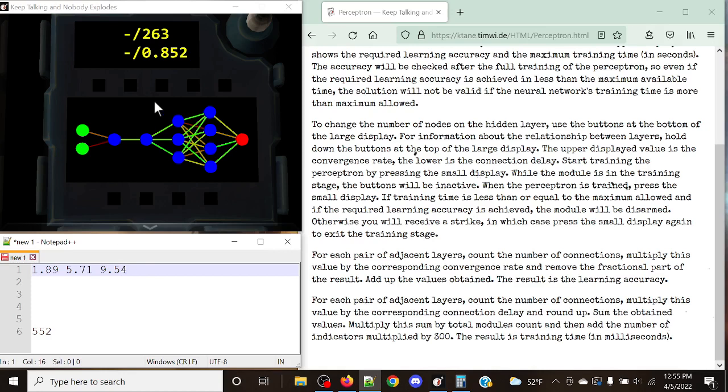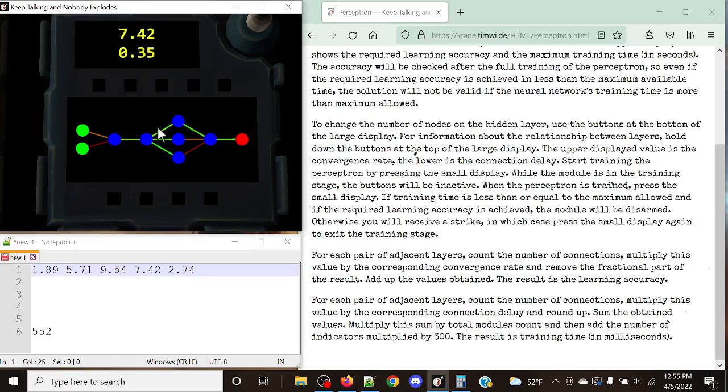9.54. Then 7.42. And then we have 2.74. Now, we pretty much do not want to interact with this last one at all. We want to try and minimize that as little as possible. So that's probably going to end up being a 1. Next up, this is also a really good example right here as well. So these two we're probably going to be using a lot. That's going to be nice.